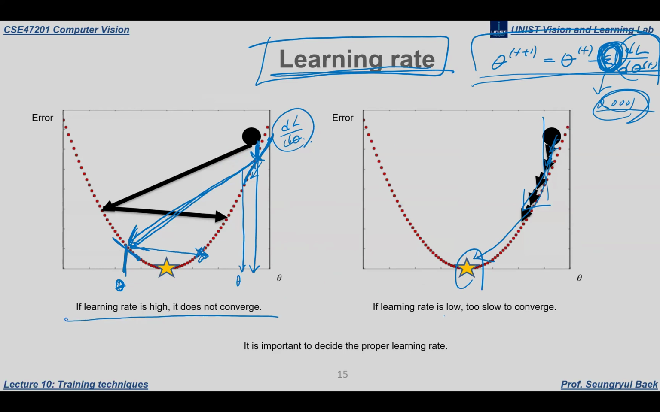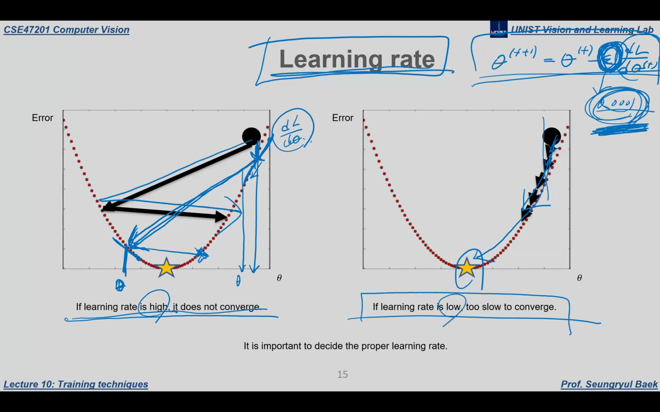So the learning rate has to be properly decided. Normally in deep learning, we start from here, look at the training curve, and adjust the learning rate during the training step. If the learning rate is too high, it does not converge; this kind of situation happens. And if the learning rate is too low, it is very slow to converge. So we have to set the learning rate properly.